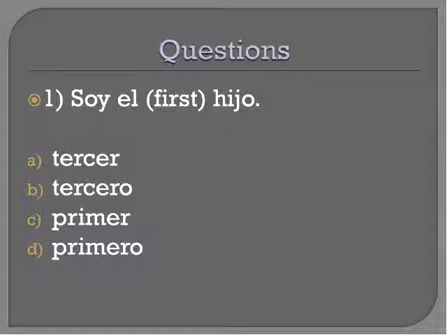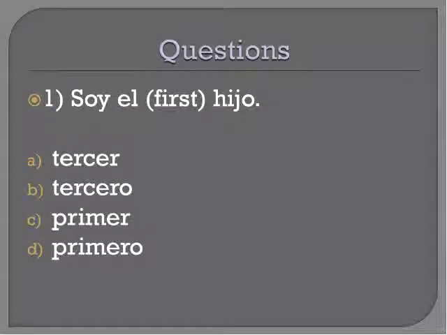What is the rule? Well, we just went over two rules. It has to match in gender and number. And then the second rule, if it's primero or if it's tercero, and the next word is singular masculine, you're going to cut off the what? The O. So what is the correct one here? ¿Soy el primer hijo o soy el primero hijo?